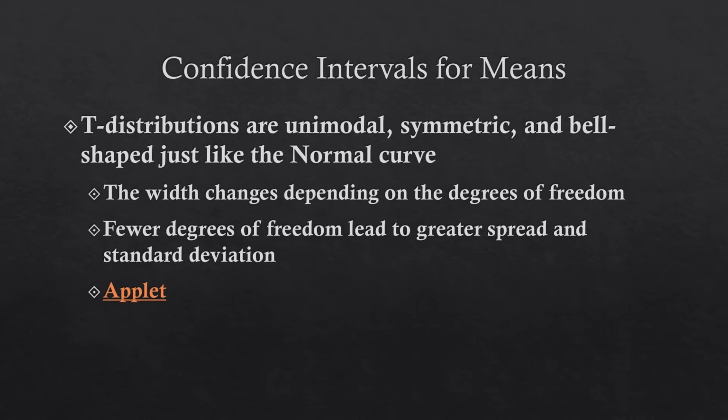Like I said, we're no longer going to use the normal curve for confidence intervals for means. We're going to use the t-distribution. Just like the normal curve, though, t-distributions are going to be unimodal, so they have one central mode. It's going to be symmetric and bell-shaped, just like the normal curve. And the only difference is that the width of our t-distribution is going to change depending on the degrees of freedom. If we have fewer degrees of freedom, that's going to lead to a greater spread and a greater standard deviation. In class, I'll show you guys this applet, but you're going to see that essentially as our sample size increases, we approach a more normal looking curve.